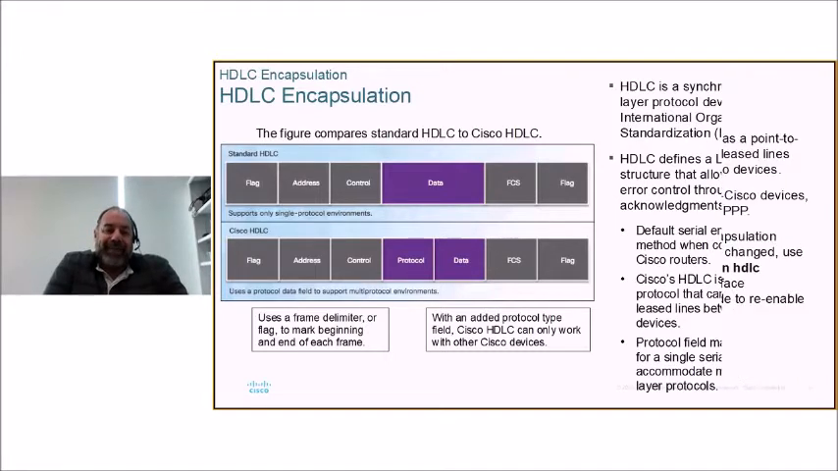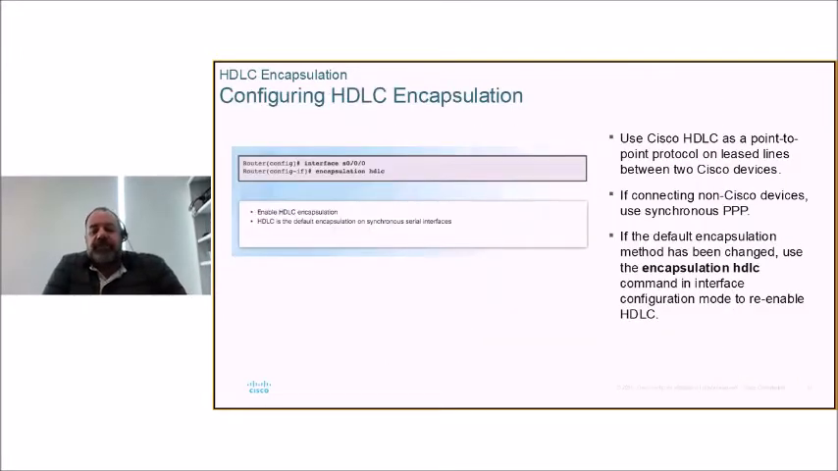So anyway, how do we configure HDLC? If you do nothing out of the box, it will be using HDLC. So if you do show interface serial 0/0/0, it will actually say the encapsulation is HDLC. You don't really need to do this command, encapsulation hdlc. The only time you'd need to do that would be if it had been set to something else, and so you could then set it back to HDLC. So it's point-to-point and on leased lines between Cisco devices. If connecting non-Cisco devices, you need to use PPP. If the default encapsulation method has been changed, use encapsulation hdlc to re-enable HDLC.